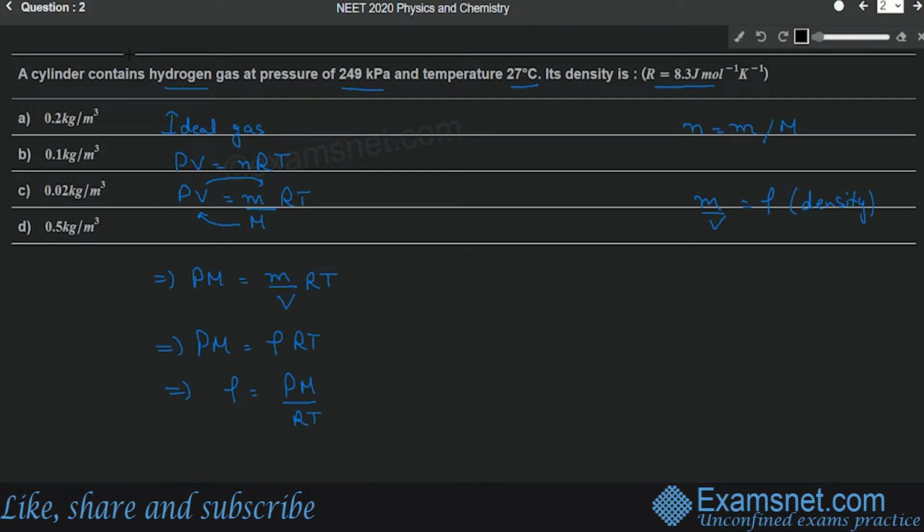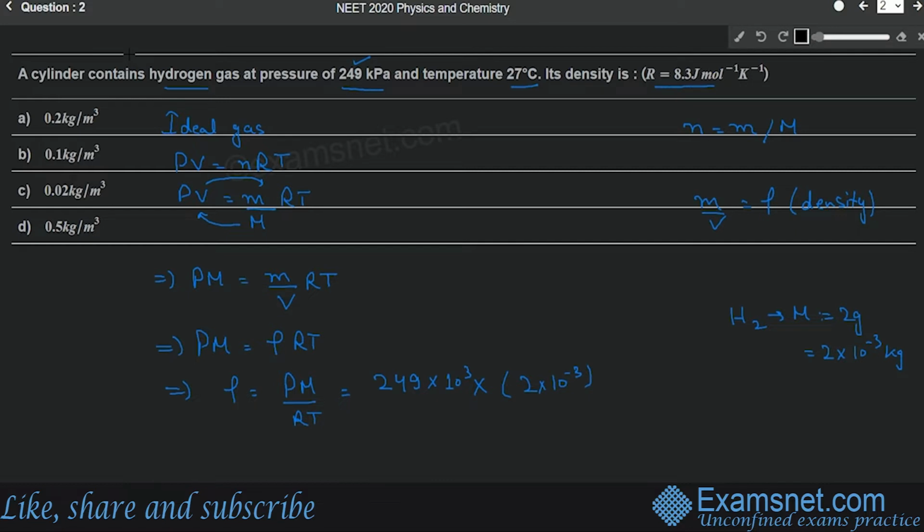Now we can simply put the values here. Pressure is given as 249 kilopascal, so we will write it in Pascal or Newton per meter square: 249 into 10 to the power 3 Pascal. Into molecular mass. We know that the molecular mass of hydrogen is 2 grams. If we write it in kg, that will be 2 into 10 to the power minus 3 kg. So let's put this value.